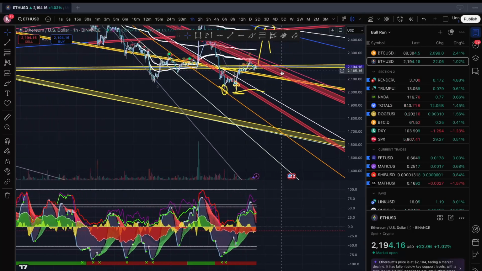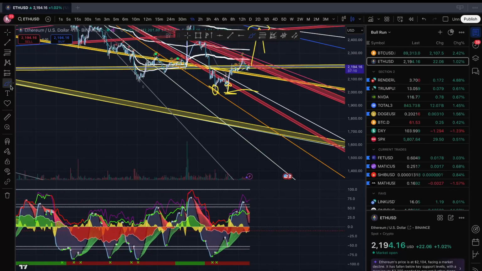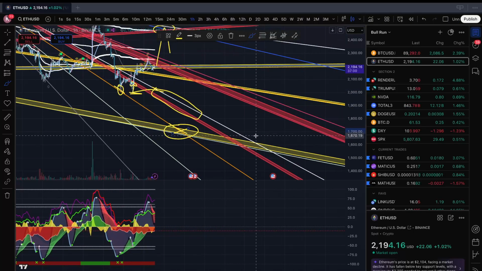From the long positions perspective of where I'd be looking for trades, that would be more anywhere along these lines over here, or if we come back and touch right here at these intercepting lines, either there or in this area here. Those would definitely be trades I would be interested in.